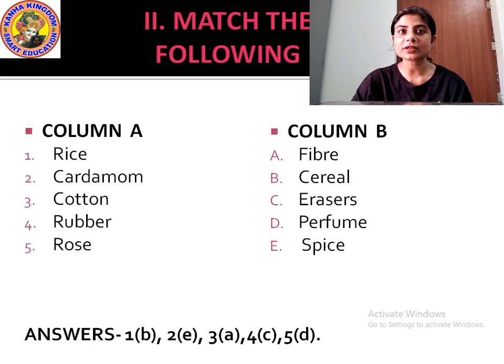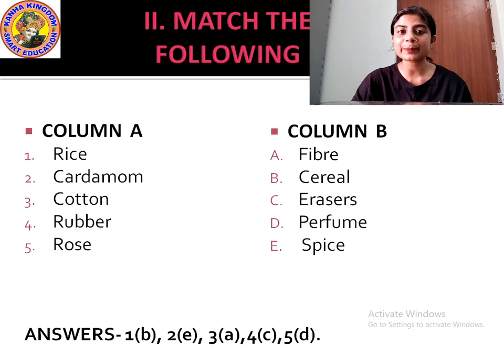Then number 3, cotton. The answer of cotton is A. That is fiber. Cotton is a fiber that is used to make clothes. Okay. Then number 4 is rubber. The answer of number 4 is C. That is eraser. 4C. Eraser.